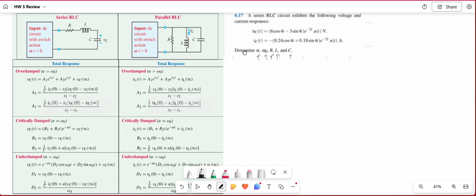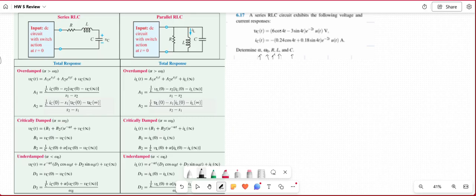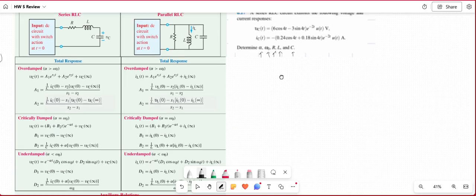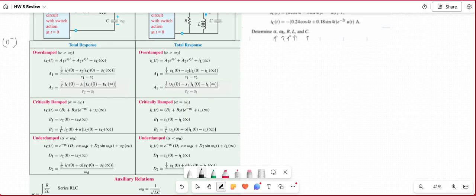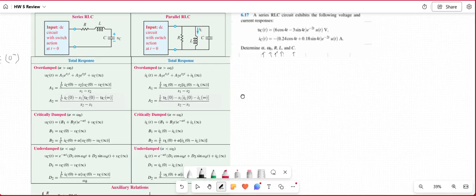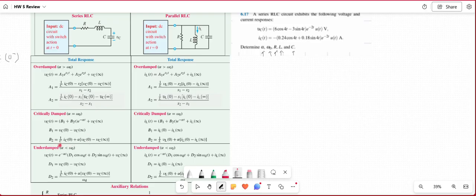If we look at this form with the sine and cosine, and look at our equations over here, these match the underdamped case, right? So therefore, when we look at underdamped, wait, first let's factor it nicely. So VC of t equals 6 e to the minus 2t, minus 3 e to the minus 2t.